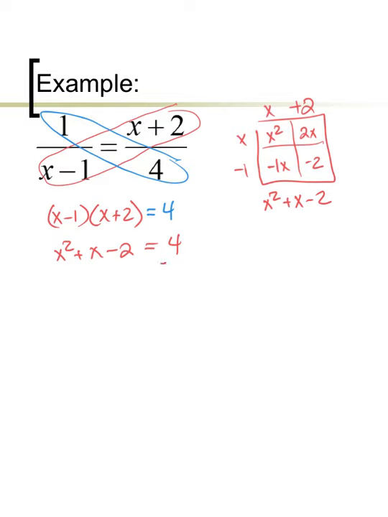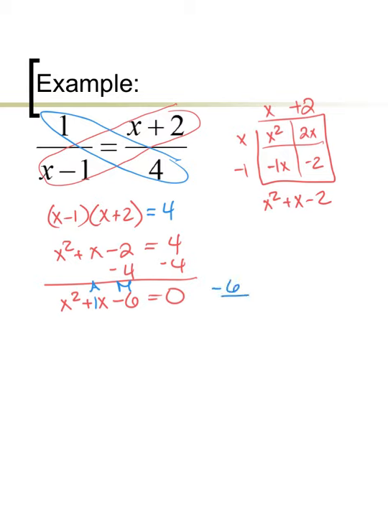Again, I have an x squared, so I'm going to move the 4 over. Here I get x squared plus x minus 6 equals 0. I know there's a 1 there. I personally think factoring is quicker and easier. If you do not like to factor at this point, you're more than welcome to either complete the square or use the quadratic formula.